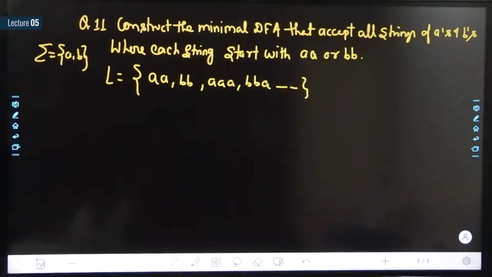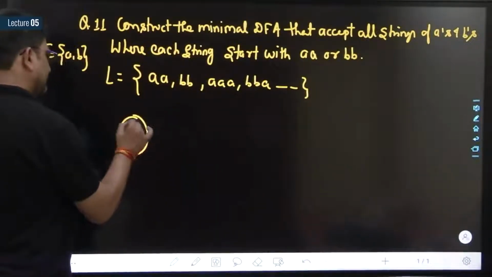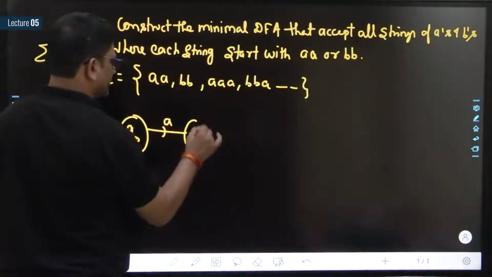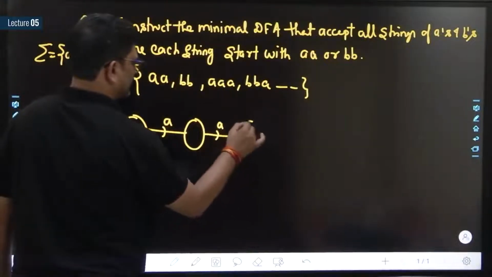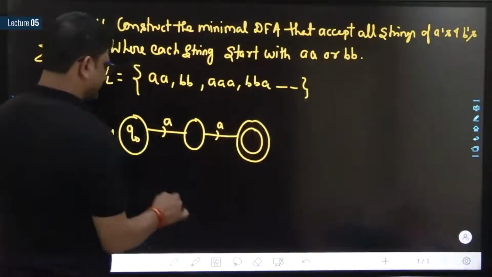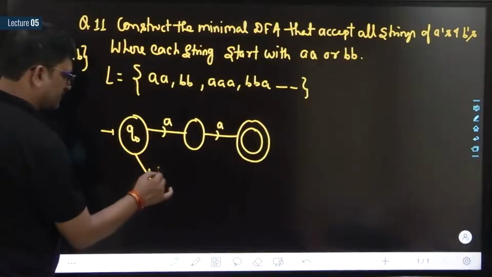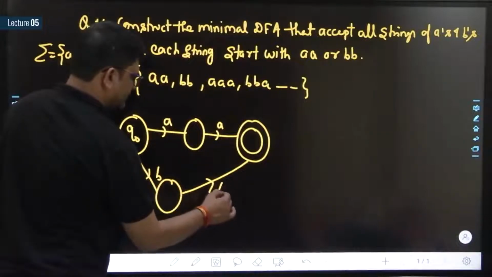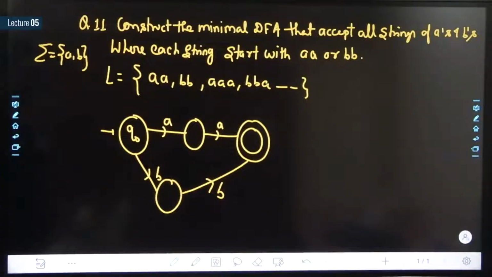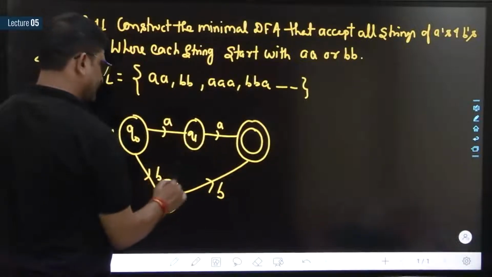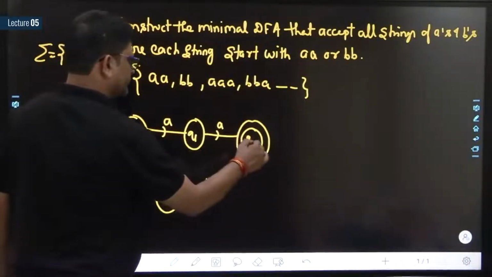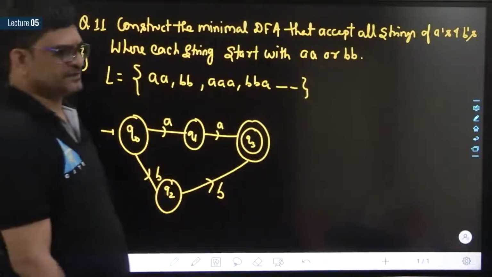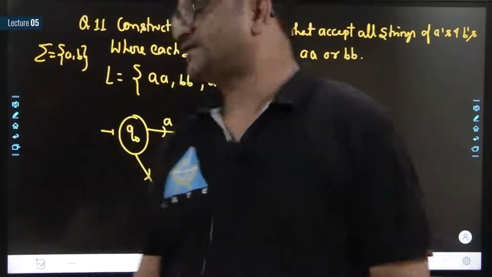What is the skeleton for this? This is our initial state. On A, this is accepted. On B, this is also accepted. This is Q1, Q2, Q3. This is our skeleton. Now make this skeleton into a DFA.